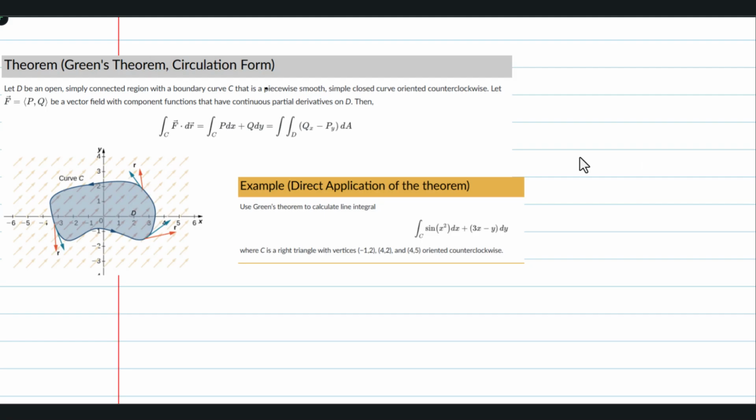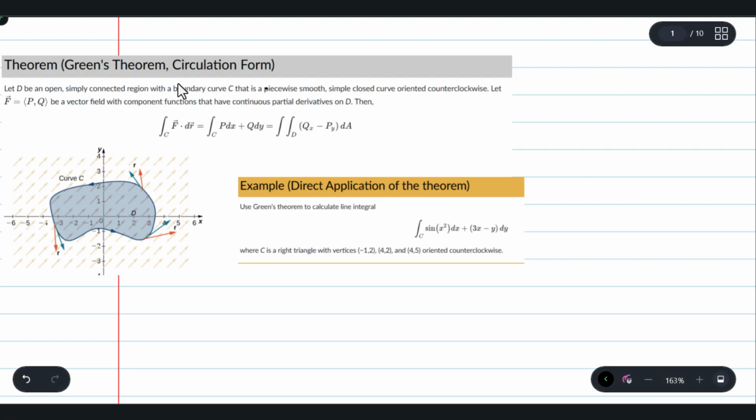This video is an example of how to use Green's theorem, the circulation form, to go from a line integral to a double integral. So that's the connection of Green's theorem. The first thing to notice in the circulation form is that you've got a vector valued function on your space, and you have a closed curve that covers a region D.